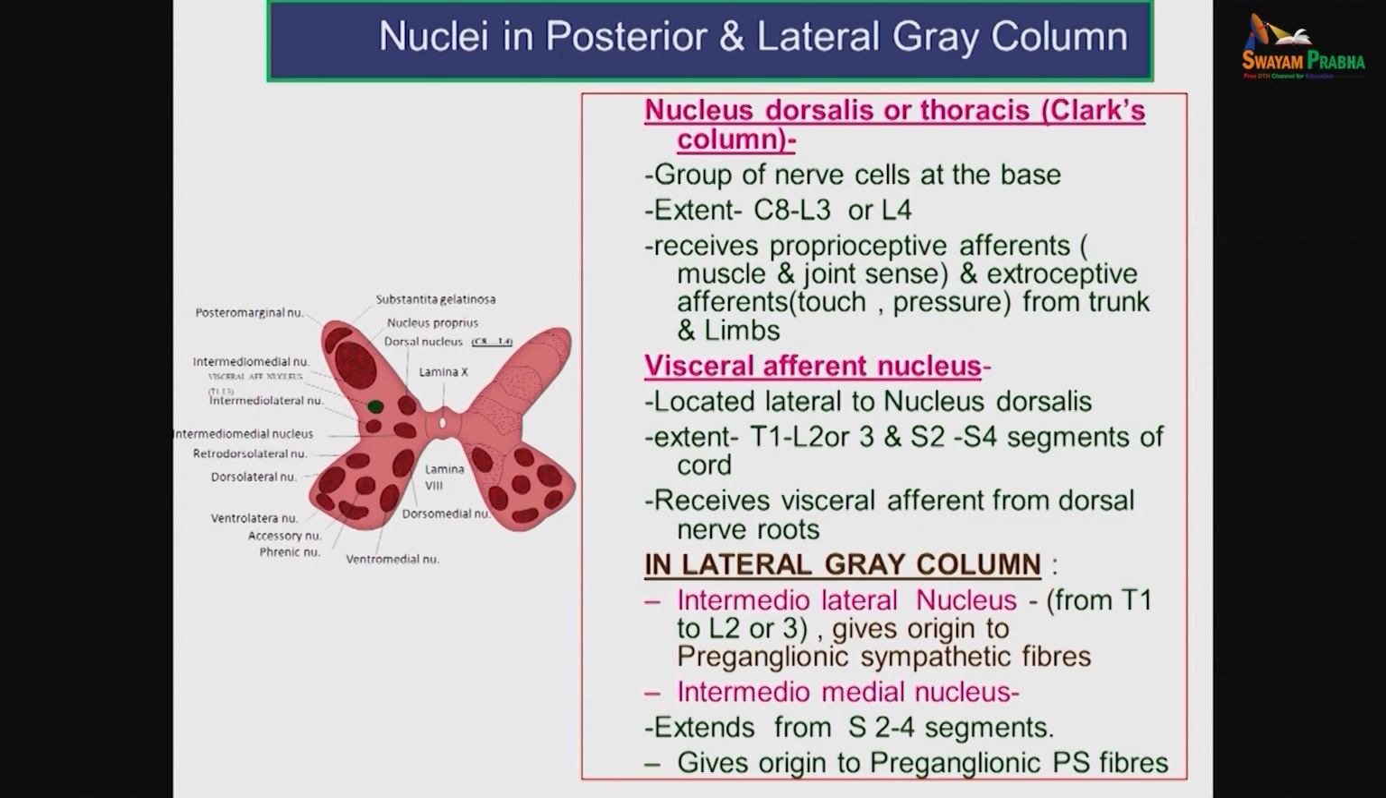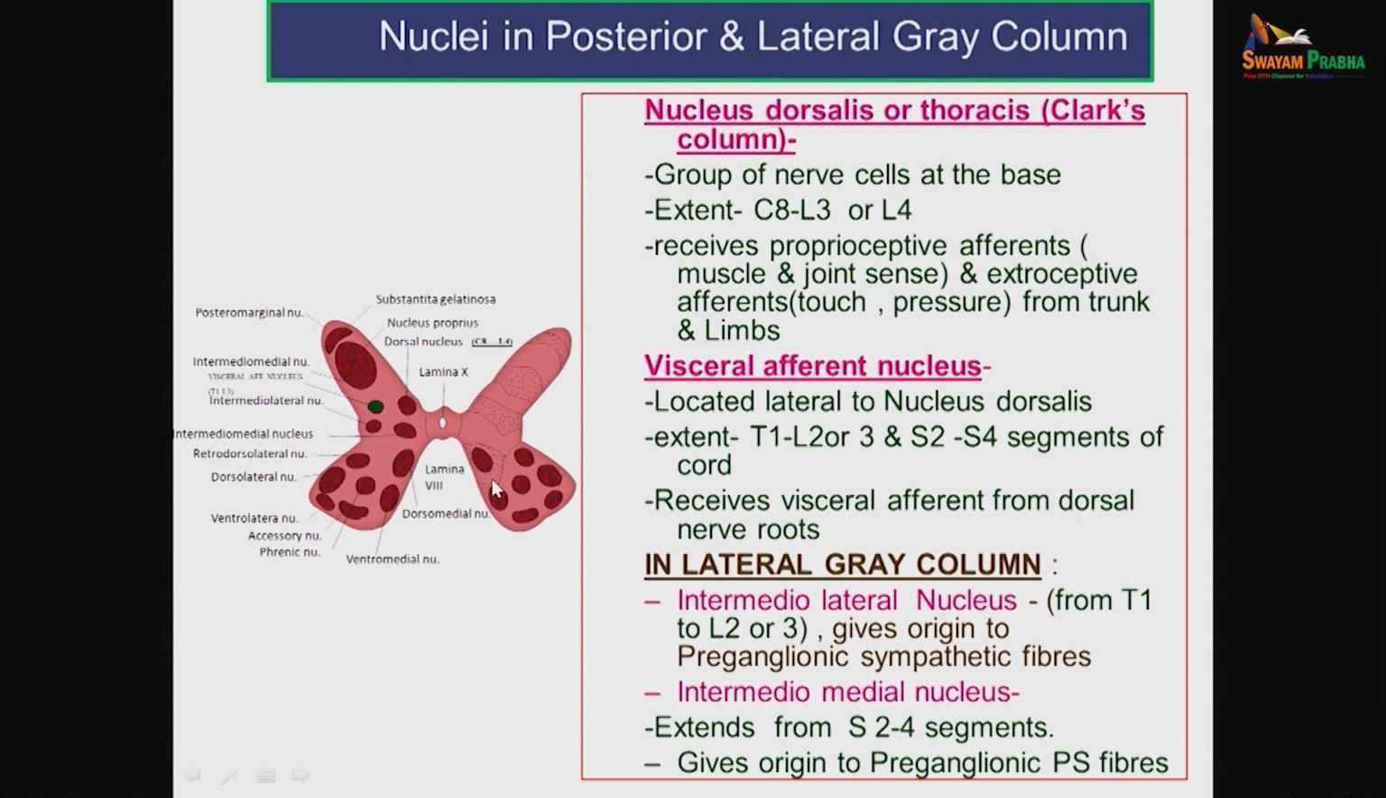So, in which segments of the cord is this intermediomedial nucleus present? It is extending from S2 to S4 segments of the cord. So, these are the nuclei which are present in the ventral grey horn, the posterior grey horn, and also the intermediate region. Some of the books mention grey column.